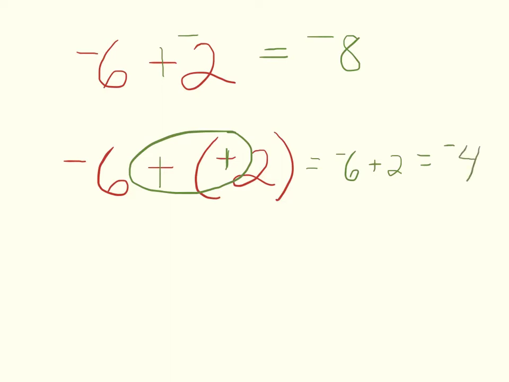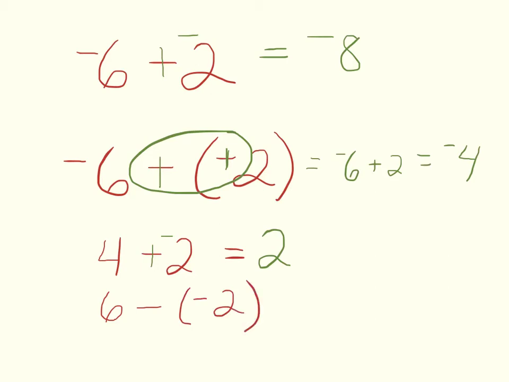If I have 4 minus 2, well, once again, it's 4 plus a negative 2, which is the same thing as 4 minus 2, which equals 2. If I have positive 6 minus a negative 2, once again, it's adding the opposite, which is 6 plus 2, equal to 8.